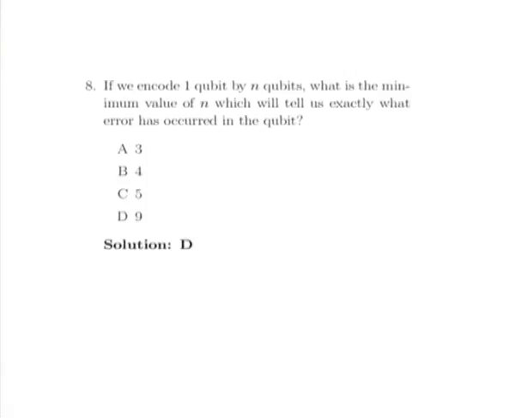In lectures 33 and 34 we have dealt with Shor's 9 qubit code, which emphasizes that we need 9 qubits for efficient encoding and to tell exactly what error has occurred. So, the correct answer to this question is 9, which is option D.